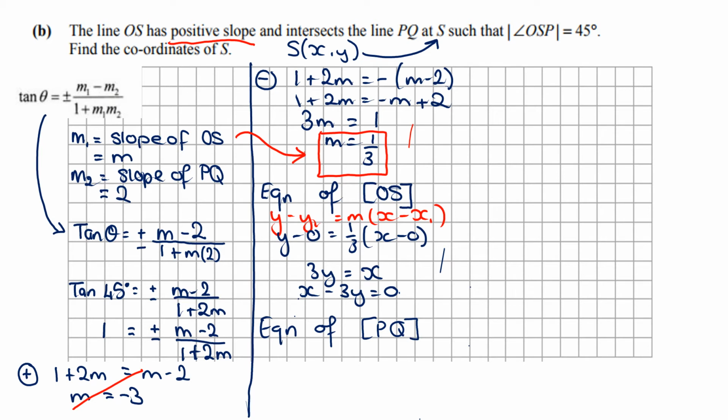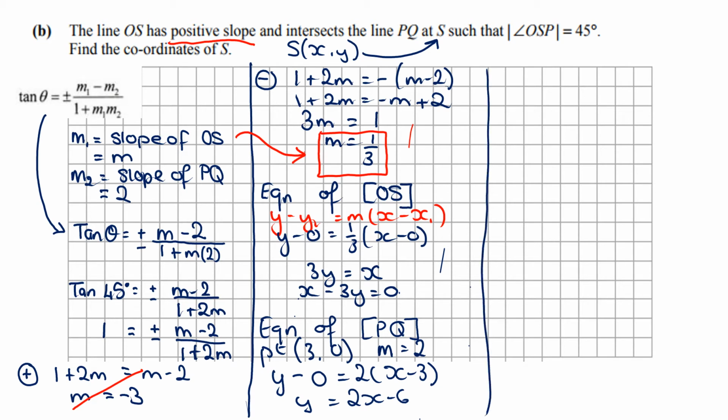So for PQ, you have a few different options. So we're going to use the point (3, 0), which is P, and its slope, which is 2. And when we work that out, we get y minus 0 is equal to 2 bracket x minus 3. So y is equal to 2x minus 6. And again, if you prefer to rearrange it, that's fine. So this here is our equation 1, and this is our equation 2.